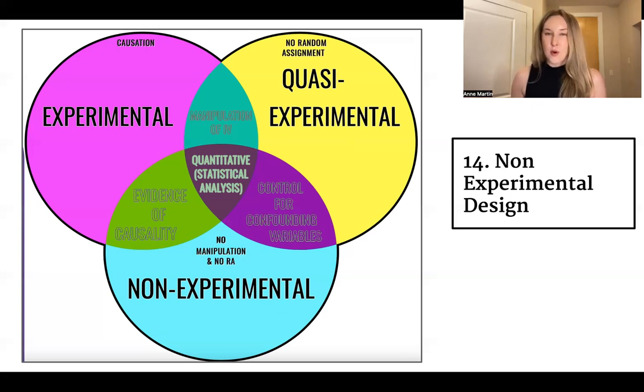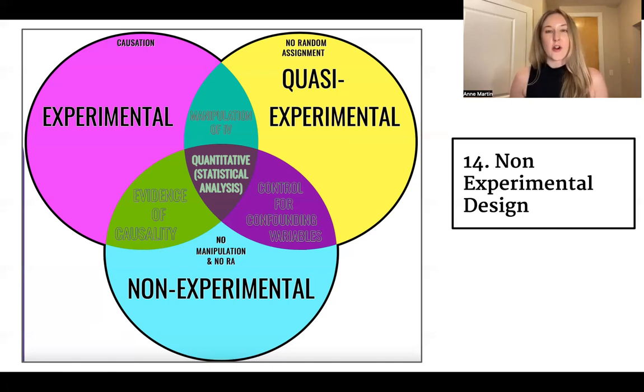So this is kind of like the Pokemon example that we watched a few weeks ago, where they couldn't at birth say, okay, these kids are going to play Pokemon and these kids are not. They have to use existing data. So with non-experimental design, due to ethical reasons or the nature of whatever the variables are, the researchers are not able to manipulate it.